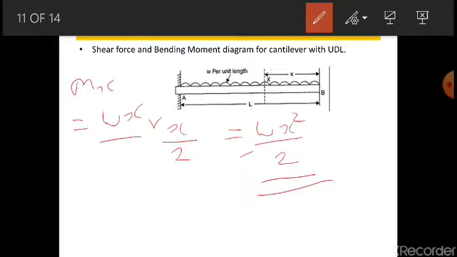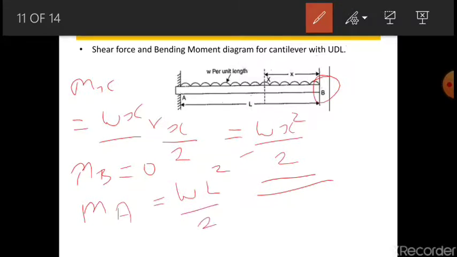So we have to calculate the bending moment at which points? Only at one point, because this is a free end. Bending moment at B will be 0. And now we have to calculate bending moment at A. Use the same formula. W, what is the total distance? It is L square by 2. This is your final bending moment at the section A. At the section A, this will be your bending moment acting on the beam.